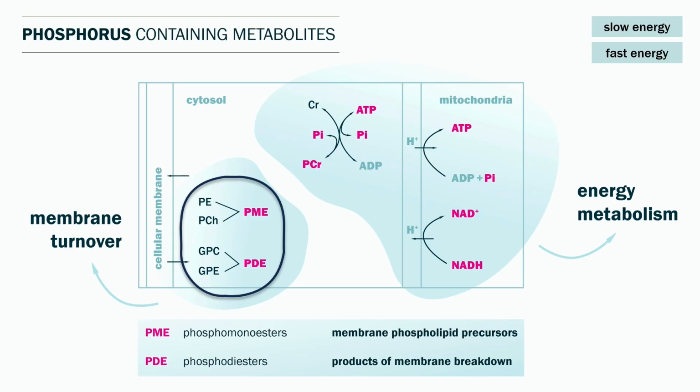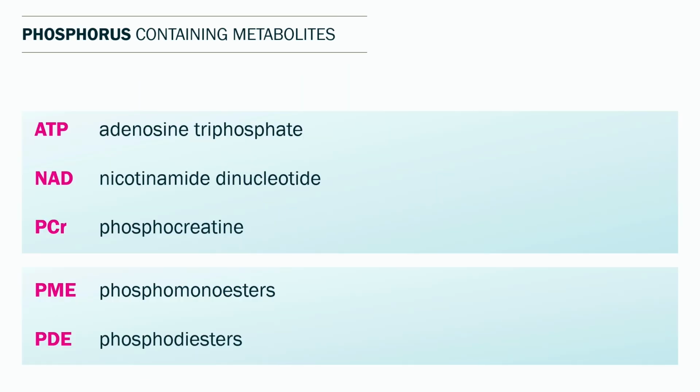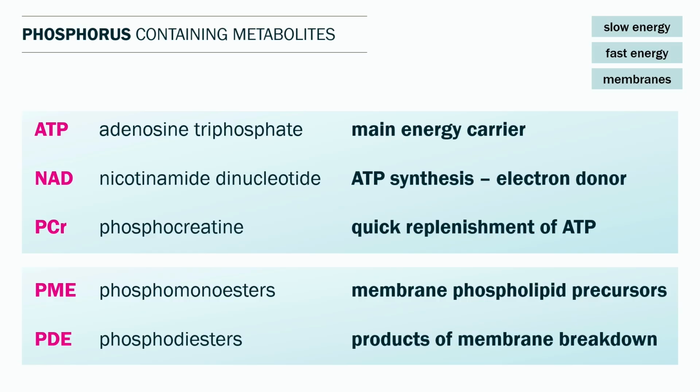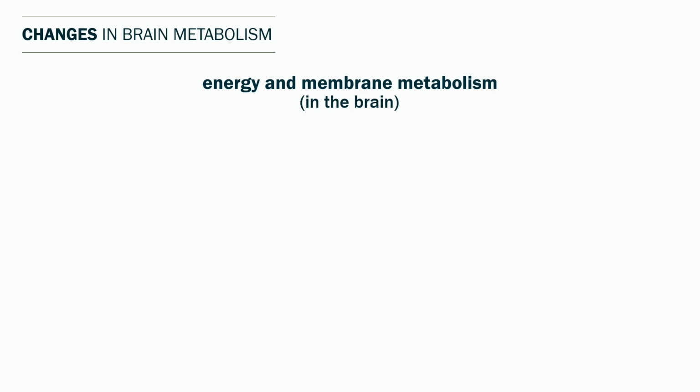membrane metabolism. The two types of molecules we can look at with phosphorus MRS are phosphomonoesters and phosphodiesters, which are basically what precedes membrane phospholipids and what becomes of them when they break down. So this little cluster will be membranes, and I hope you don't get tired of these little guys in the corner, because they will be with us for a while. So just to sum up, again: ATP and NAD, slow energy; phosphocreatine, fast energy; and then membrane synthesis and membrane breakdown, membranes. So, why are we talking about this?